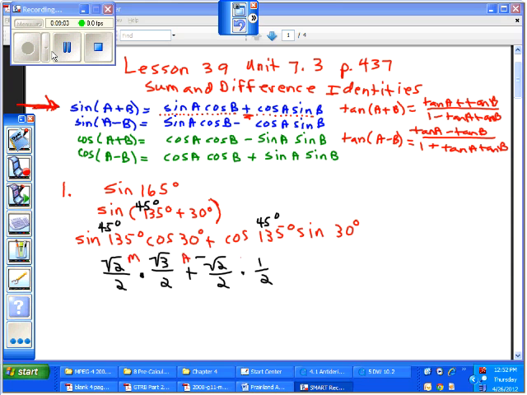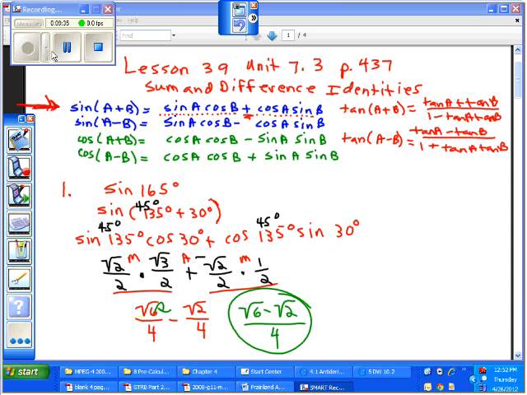Okay, now order of operations, right? We've got multiplication, addition, multiplication. We're going to do both multiplications first. Over here, we're going to get square root 6 over 4. Over there, we're going to get minus square root 2 over 4, right? Now we're going to do the subtraction. So we subtract the numerators. They're not like terms, so we leave them as the expression square root 6 minus square root 2 over the common denominator 4. Any questions on number 1?